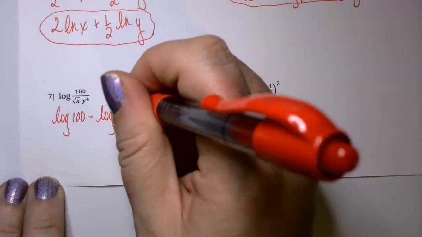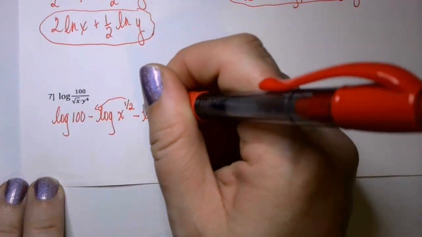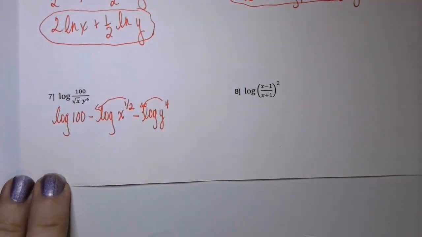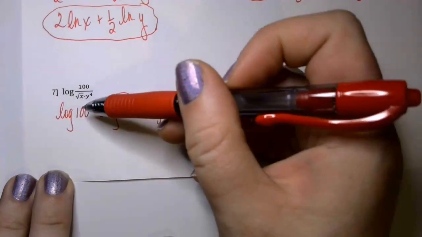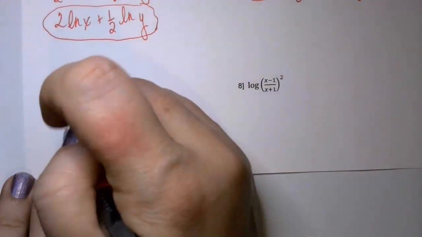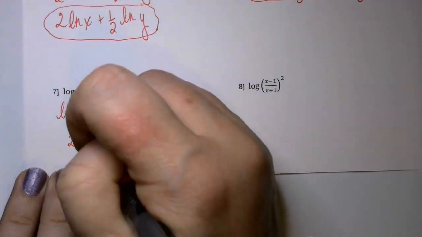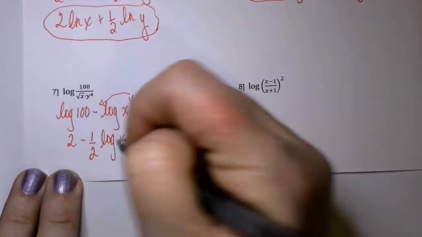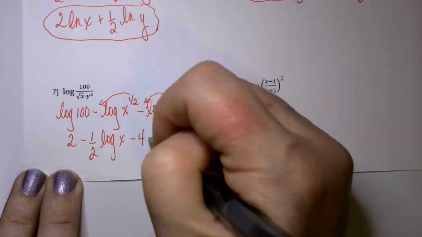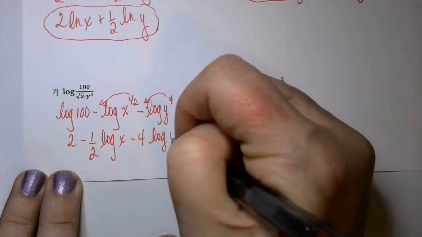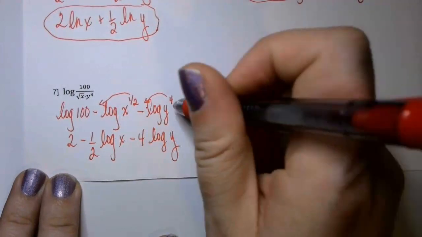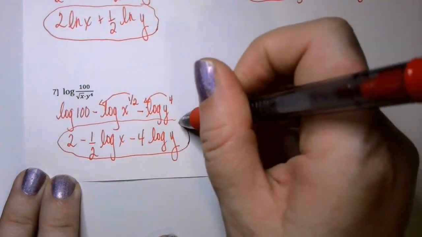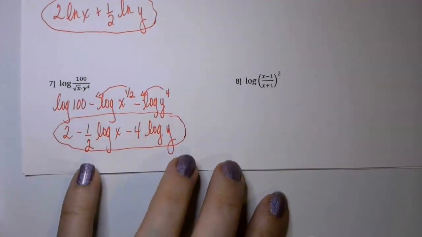And then we can use the power property to pull those exponents forward as coefficients and evaluate the common log of 100, which is 2, and that's minus 1/2 common log of x minus 4 common log of y, and that would be our expanded simplified form.